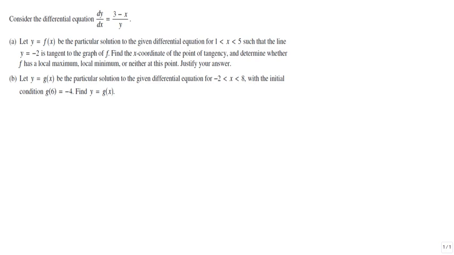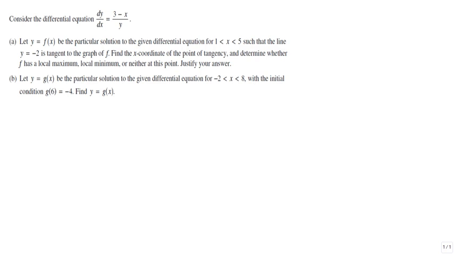Okay, in the next problem we have a differential equation dy/dx equals (3 minus x) over y. Let y equals f of x be the particular solution to the given differential equation for x between 1 and 5, such that the line y equals negative 2 is tangent to the graph of f. So we want to find the x-coordinate of the point of tangency and determine whether f has a local max, local min, or neither at that point, and justify your answer.